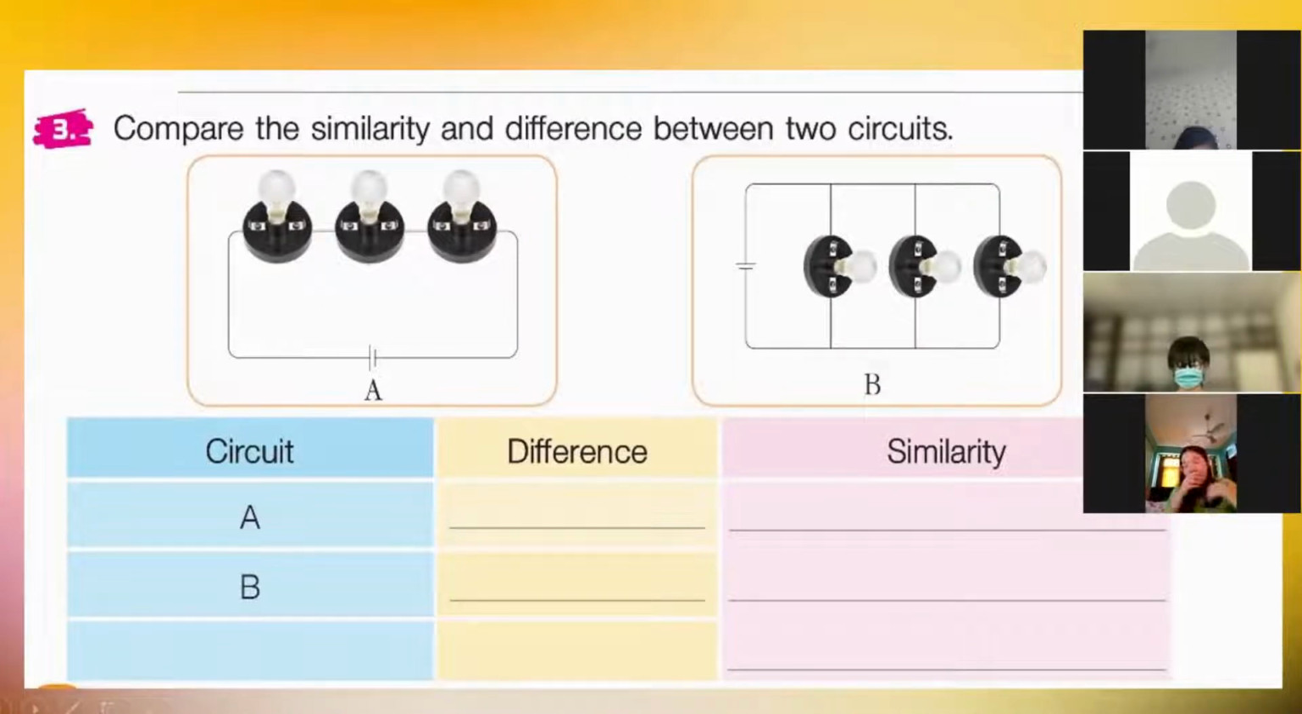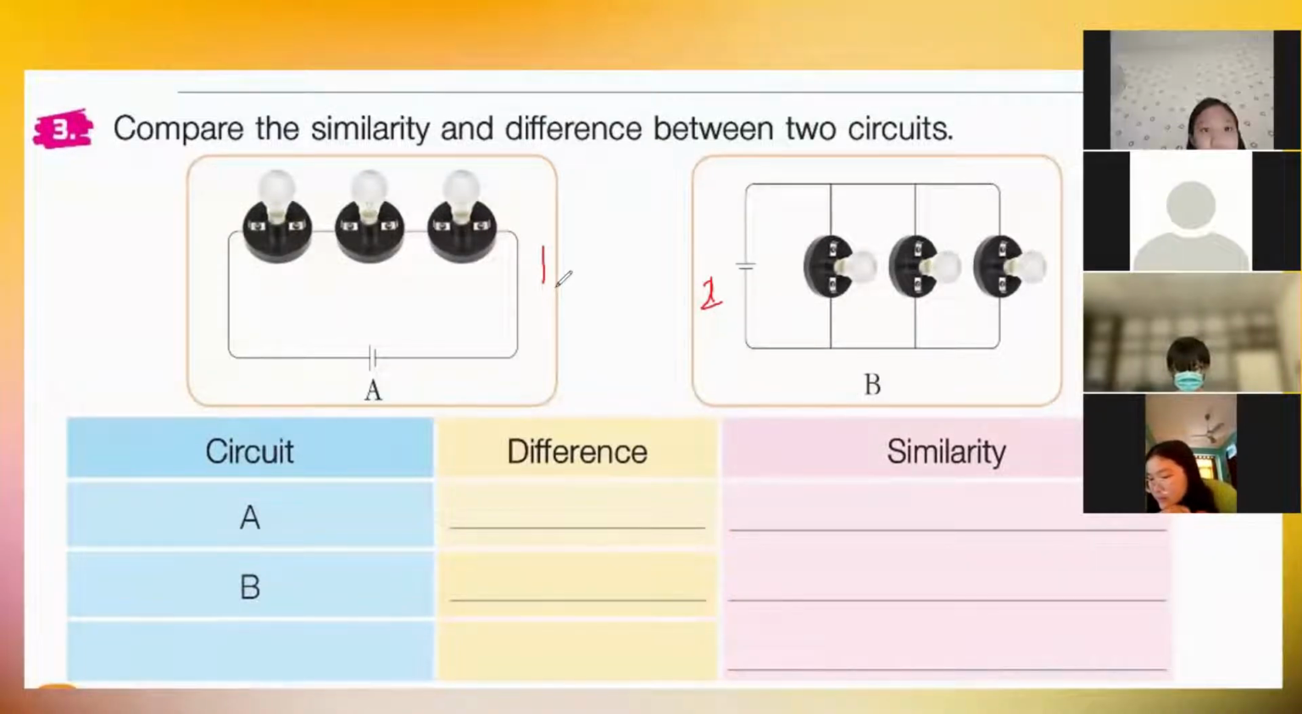Now come to question number 3. Here we have another 2 circuits, circuit A and circuit B. We have to find the differences and similarities in both circuits. So we have to compare the similarities and differences between the 2 circuits, circuit A and B.